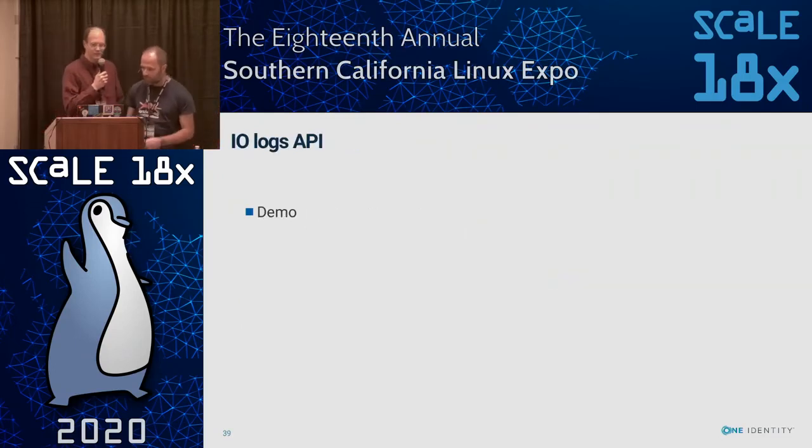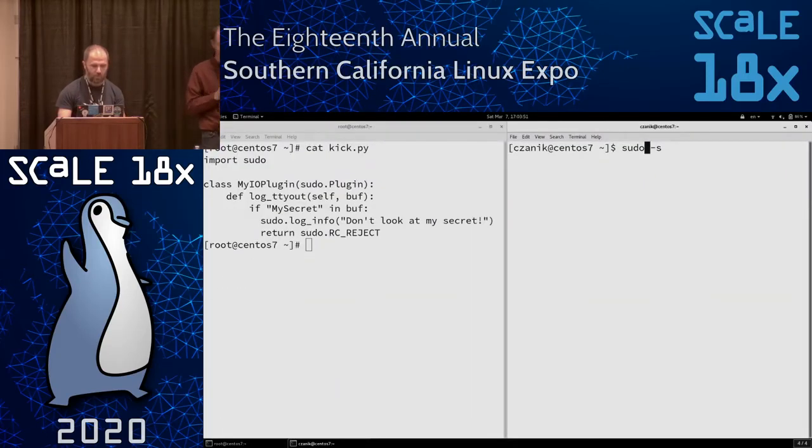So I'm going to hand it back to Peter here for an example of dialogues. Yeah. Python. This is a very simple demo. Here on the left-hand side, you can see a short Python script. It just imports this sudo module, defines a new class based on sudo.plugin, and the log tty out is called each time by sudo when new information appears on screen. In this case, all we do is check if my secret appears on screen, and if it appears there, then sudo, the Python script within sudo, terminates the session.